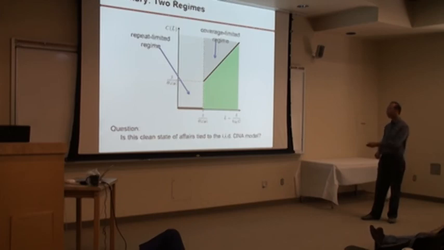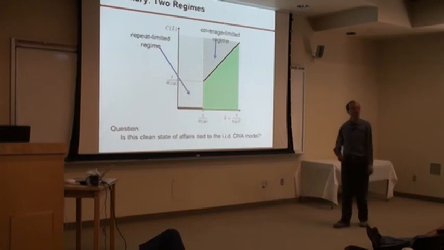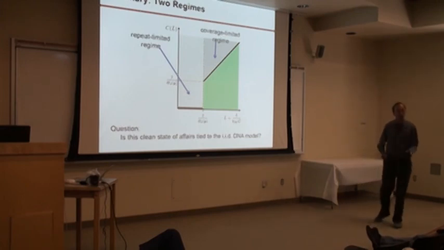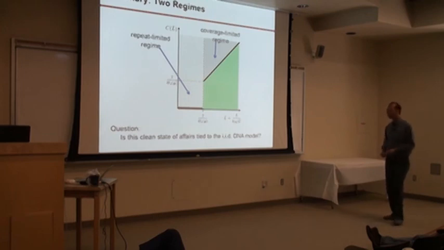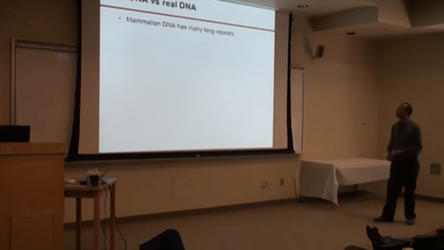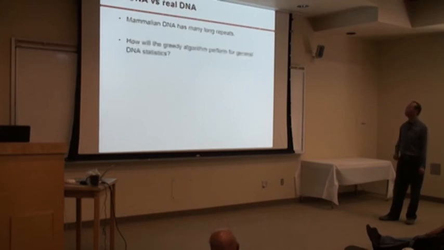Okay? So some people may say, okay, you get a nice answer, but so what? I don't care about your IID model. Nobody cares about IID model. So does it work for actual data? So let's look at the answer. Okay, so as Ogisa already mentioned, mammalian DNA has many long repeats. Somehow nature, evolution, loves to repeat stuff. Okay, cloning stuff. Because of these long repeats, the IID model is not very good.